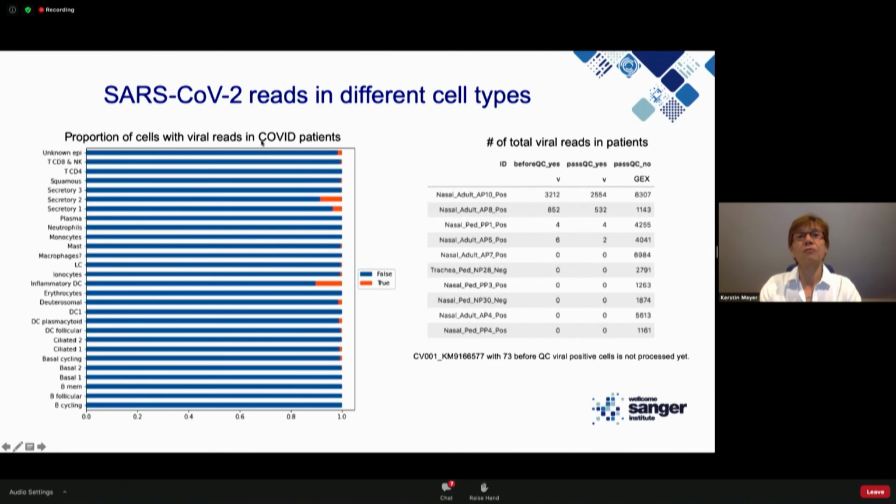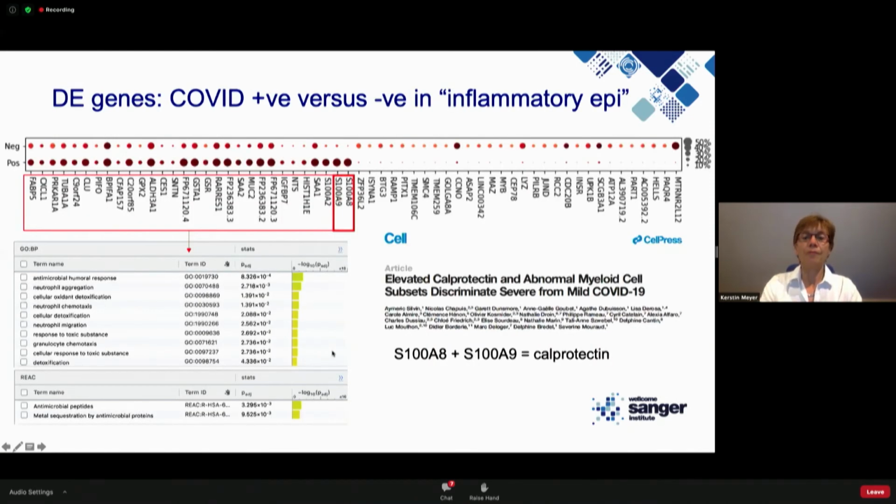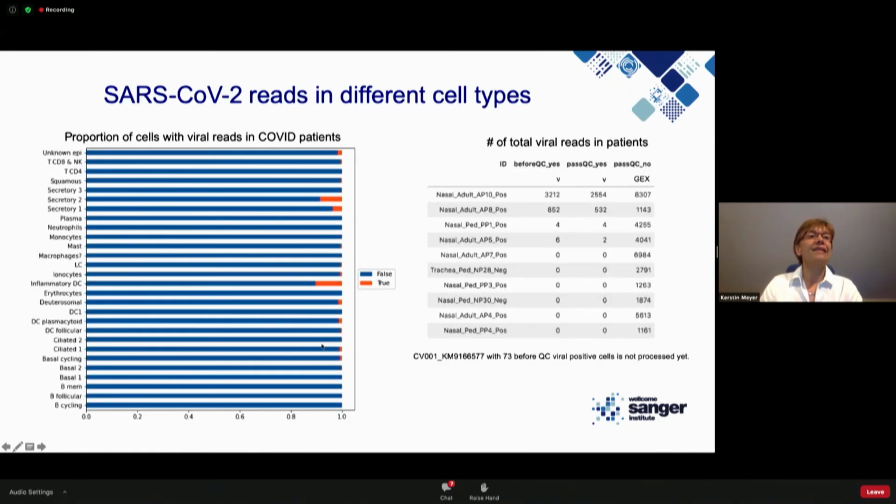only the COVID-positive patients. And we see a confirmation of our ACE2 expression in that the secretory 2 cells, which are a club type cell, seem to have the highest level, but there's also low level in many of the other epithelial cell types. Here's some basal and some ciliated cells. But interestingly, we also see really quite high levels in inflammatory dendritic cells.